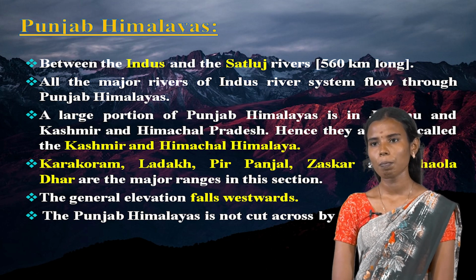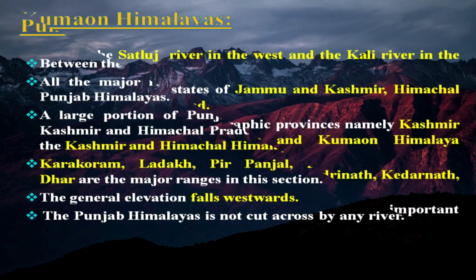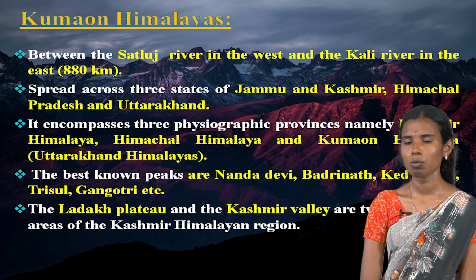The larger portion of Punjab Himalayas is in Jammu and Kashmir and Himachal Pradesh. Hence, they are also called Kashmir and Himachal Himalaya. Karakoram, Ladakh, Zanskar, Purvanchal are the major ranges in this section. The general elevation falls towards the west, and the Punjab Himalayas is not cut across by any rivers other than Indus.